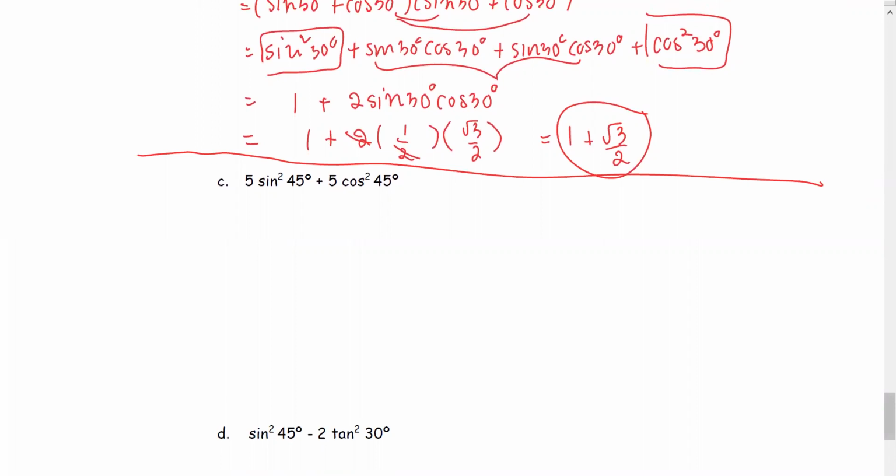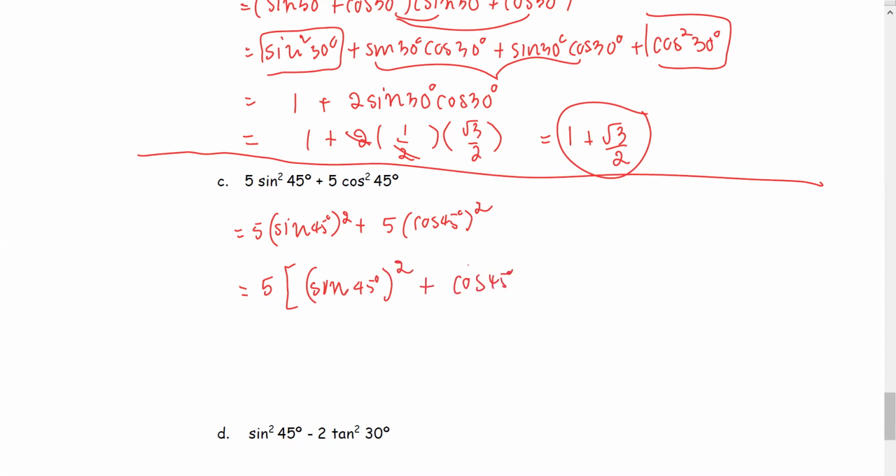Next example, we have 5 times sine of 45 degrees squared plus 5 times cosine of 45 degrees squared. Both of them have the common factor 5. Factor 5 out. So we have sine of 45 degrees quantity squared plus cosine of 45 degrees quantity squared. Again, we can use the Pythagorean identity: the square of the sine plus the square of cosine of the same angle will give you 1. Therefore, we have 5 multiplied by 1, or just 5.